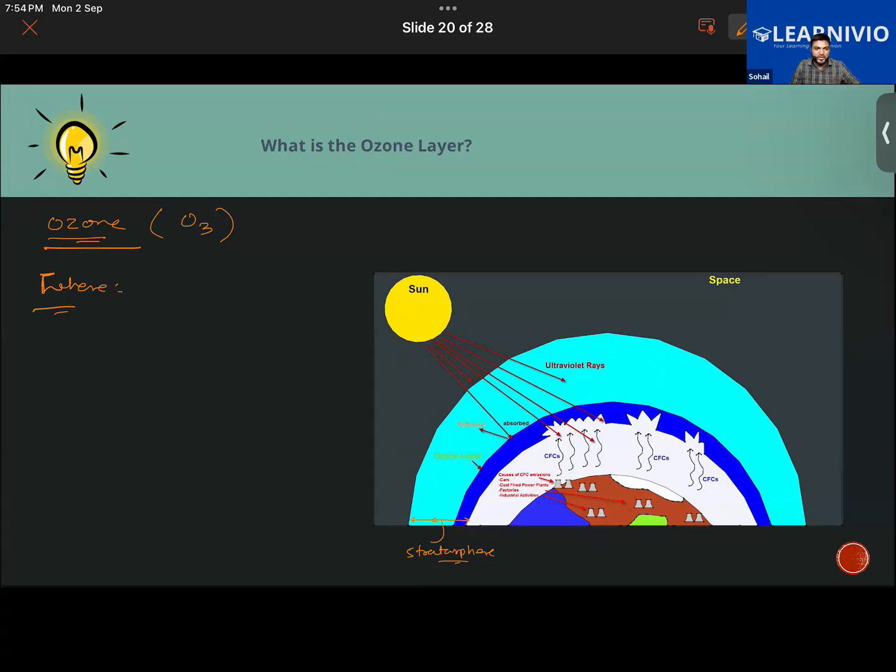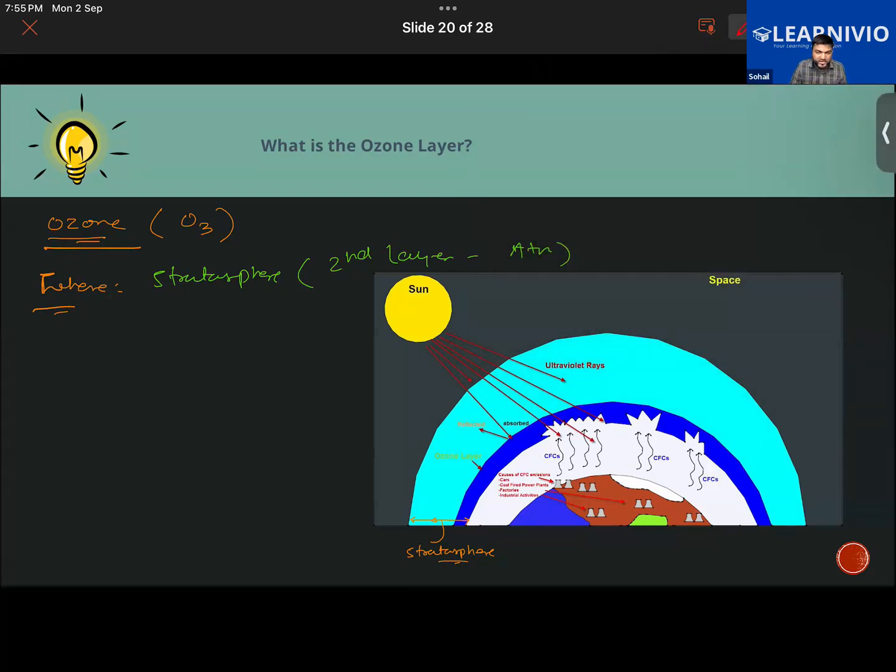And this ozone layer, like I told you, keep in mind that its chemical formula is O3. It was discovered for the first time about 110 or 111 years ago, in the year 1913. Where is it present? It is present in the stratosphere. What is the stratosphere? It's the second layer of our atmosphere.